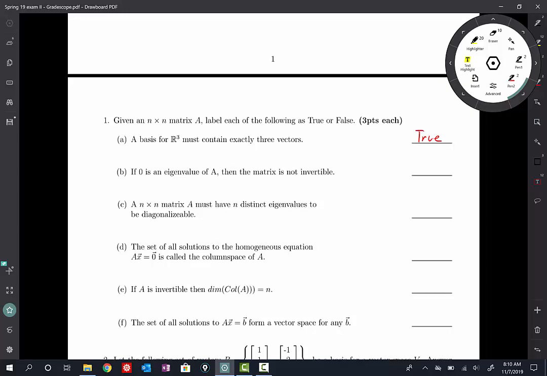Next, B. If 0 is an eigenvalue, then the matrix is not invertible. So we think about that eigenvector equation, AX equals lambda x. And the idea is that if 0 is an eigenvalue, well then our equation would simplify to AX equals 0. And the only way that this can have non-zero vectors as solutions, in other words eigenvectors, is if A is not invertible. So this is also a true statement. If 0 is an eigenvalue, the matrix is not invertible.